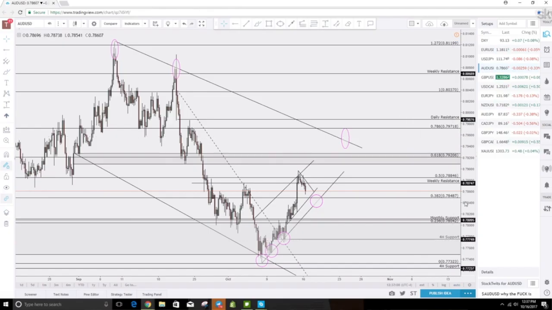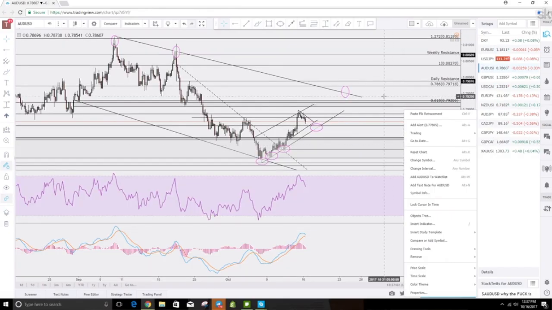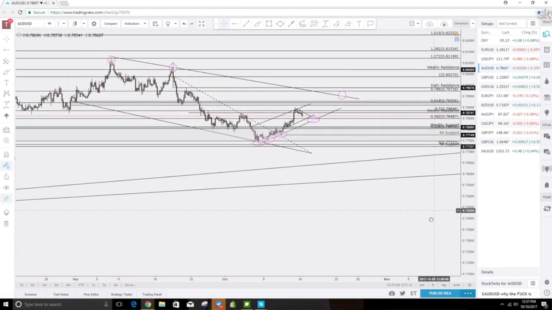Sorry about this, guys. Don't know why my chart's going all crazy. Okay, there we go. We fixed it.